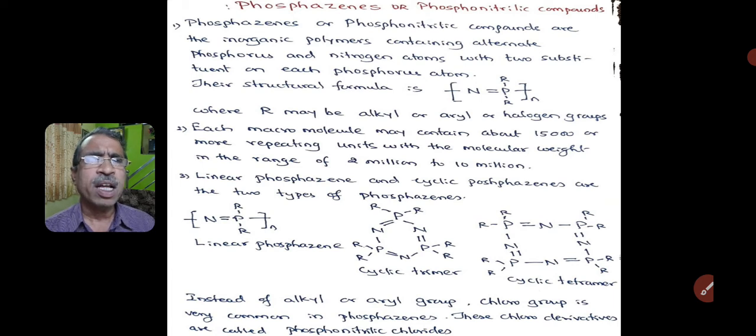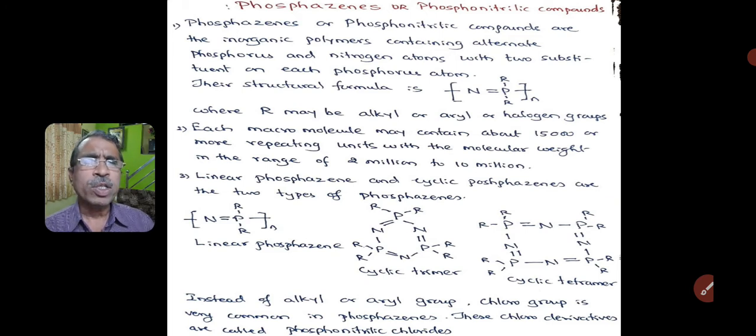Phosphazenes or phosphonitrile compounds are inorganic polymers containing alternate phosphorus and nitrogen atoms with two substituents on each phosphorus atom. Their structural formula is N double bond P, with the phosphorus having two R groups. Here the nitrogen valency is 3 and the phosphorus valency is 5. The R may be alkyl, aryl or even halogen groups.